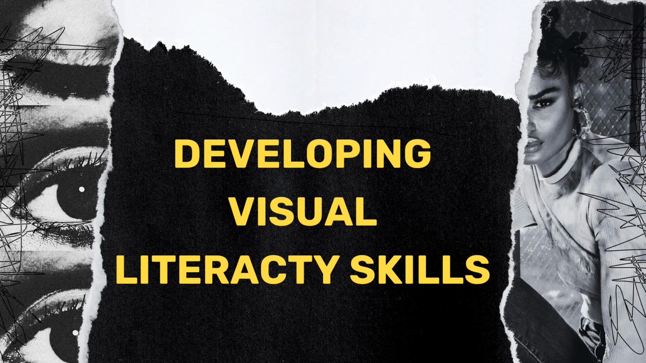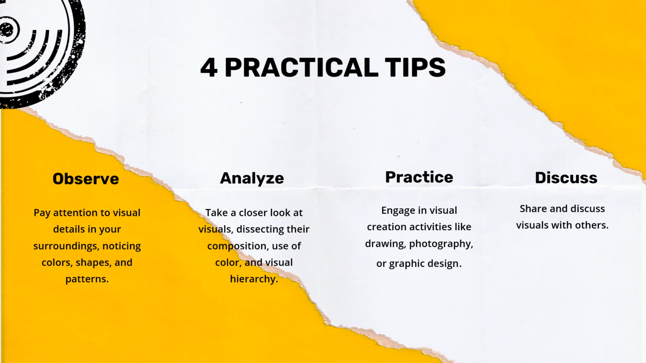To develop your visual literacy skills, here are a few practical tips. First, be observant. Pay attention to visual details in your surroundings, noticing colors, shapes, and patterns. Train your eyes to perceive the world with curiosity.